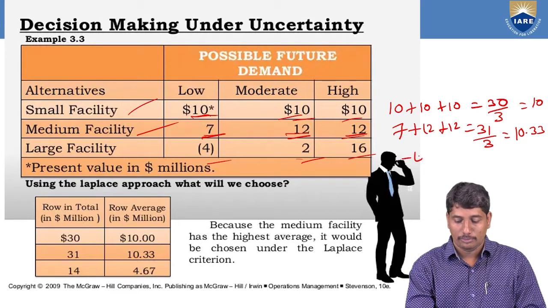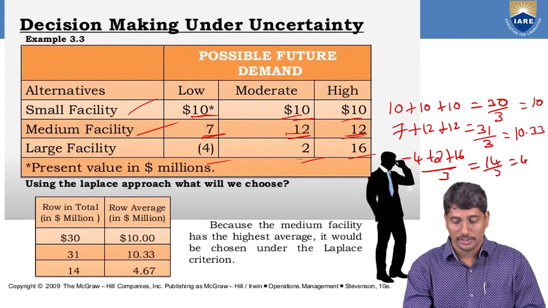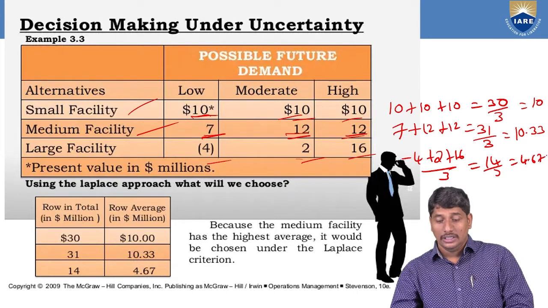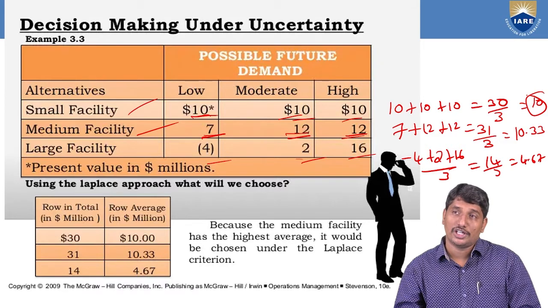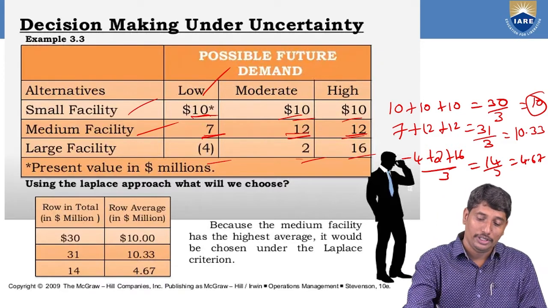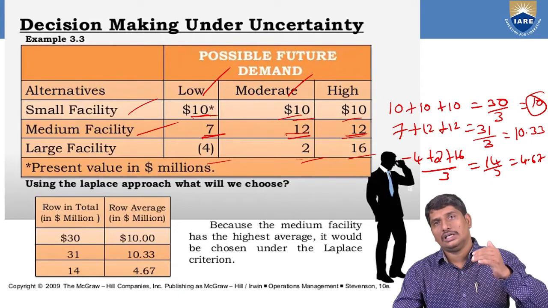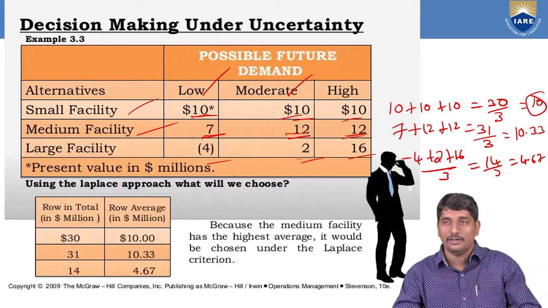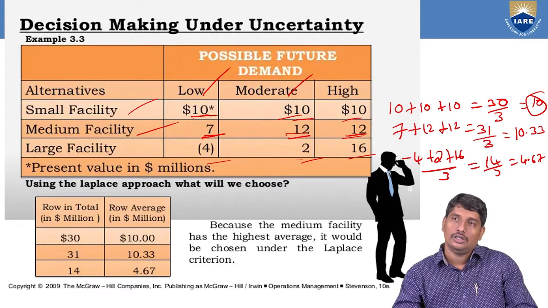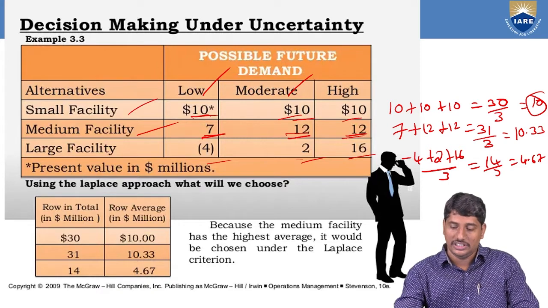In the third row, we have -12 plus 2 plus 16 by 3. That is 14 by 3, that is 4.67. That means this 10 is saying that you are going to have on an average $10 of profit irrespective of the period of demand throughout the year. Whatever the fluctuations in the demand, you need not worry. You will have $10 million of average profit. That is what the average is saying.